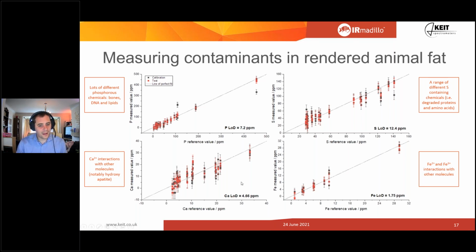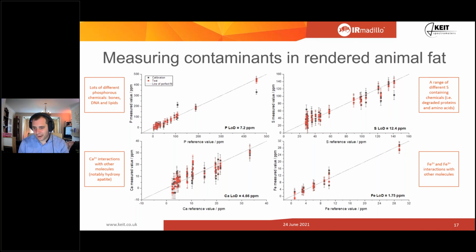Then at the bottom, we have calcium. Again, most of this calcium comes from bones, and it's probably chelated quite strongly with the phosphorus. They're not correlated. They are independent variables. So we are definitely measuring calcium or phosphorus, but most of it is probably bound to the phosphorus itself. 4.6 ppm there.